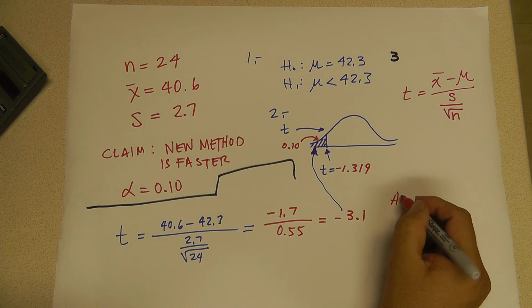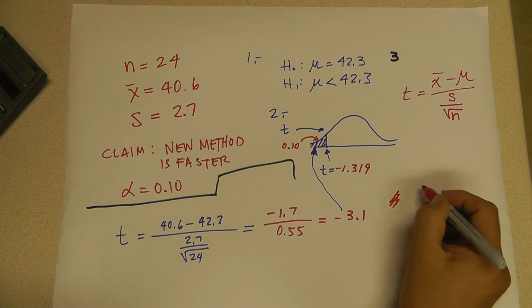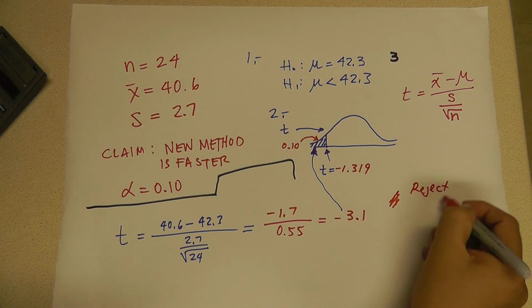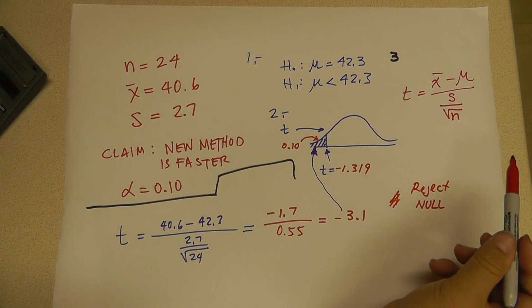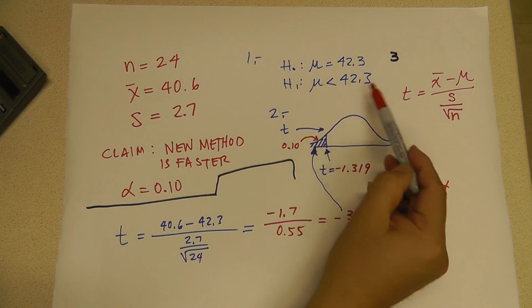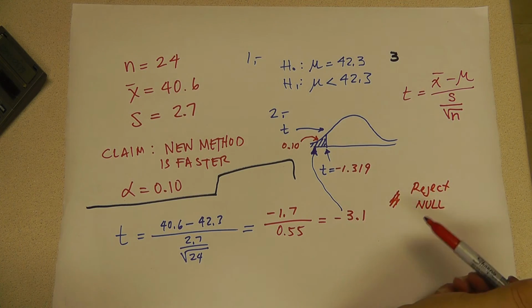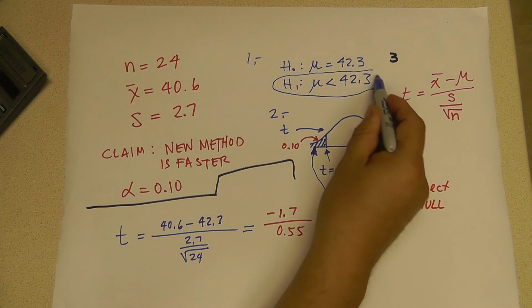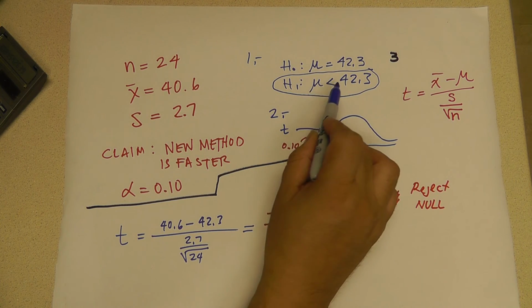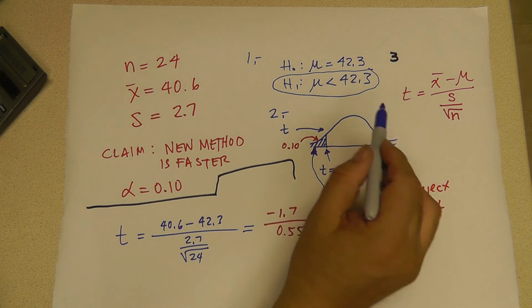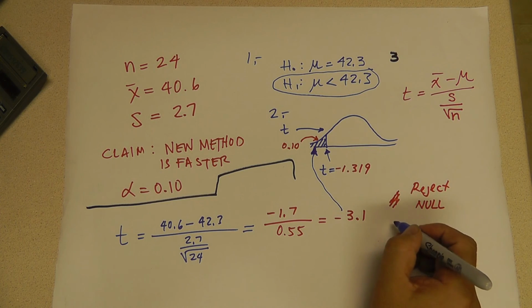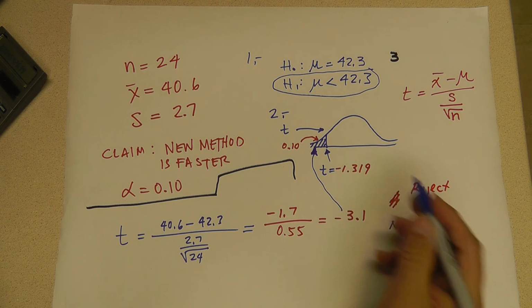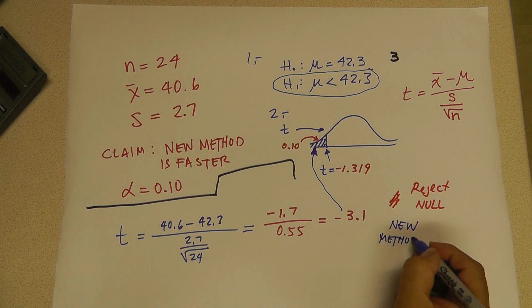So, instead of saying accept the alternative, I'm going to phrase this as reject the null, which is technically the same. Rejecting the null means that you accept the alternative, or accepting the alternative means that you reject the null. And notice, rejecting the null, you are accepting this, and this one is telling you that the mean is less than 42.3, and that implies that the new method is faster. All right, so this will be the conclusion in context. The new method is faster.